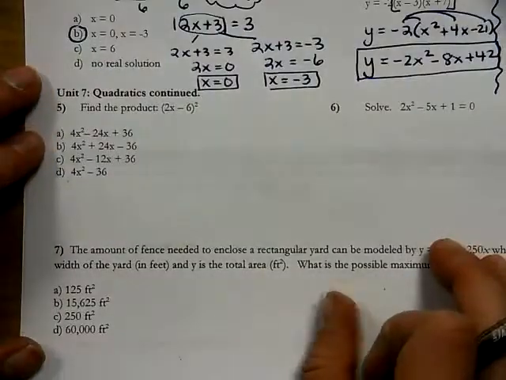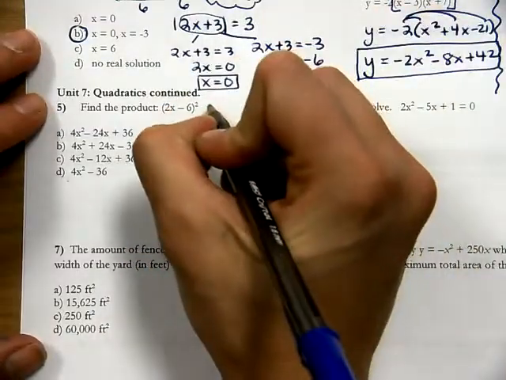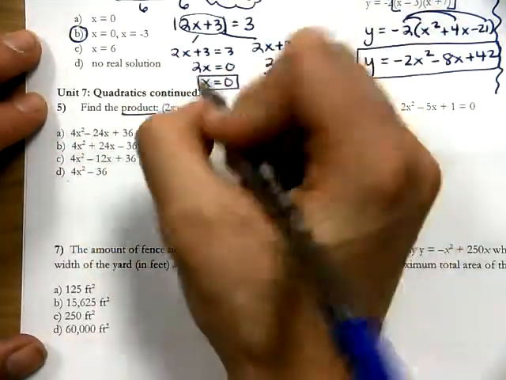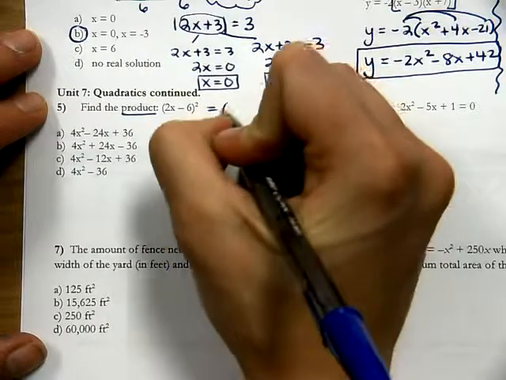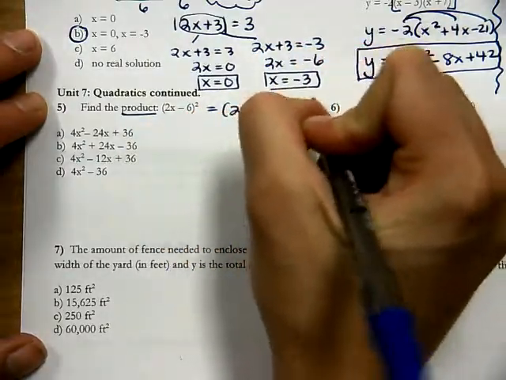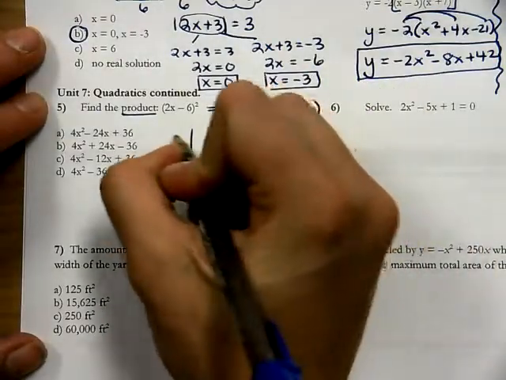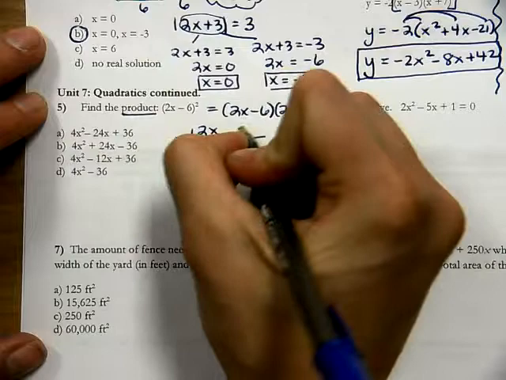Moving on to number 5, we're still in quadratics. It says find the product. Well, finding the product means multiplication, but I don't see this written as multiplication. So really I need to recognize that when you square a binomial, you're really just multiplying it by itself. So if I multiply this by itself, I'll use the area model this time.